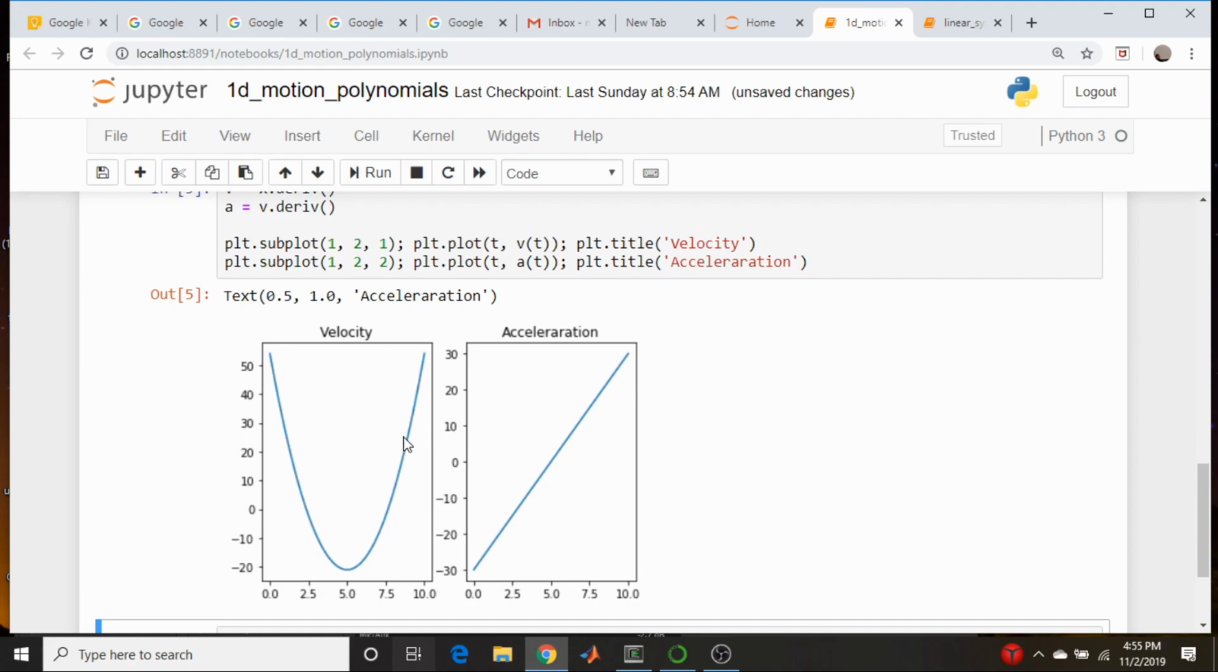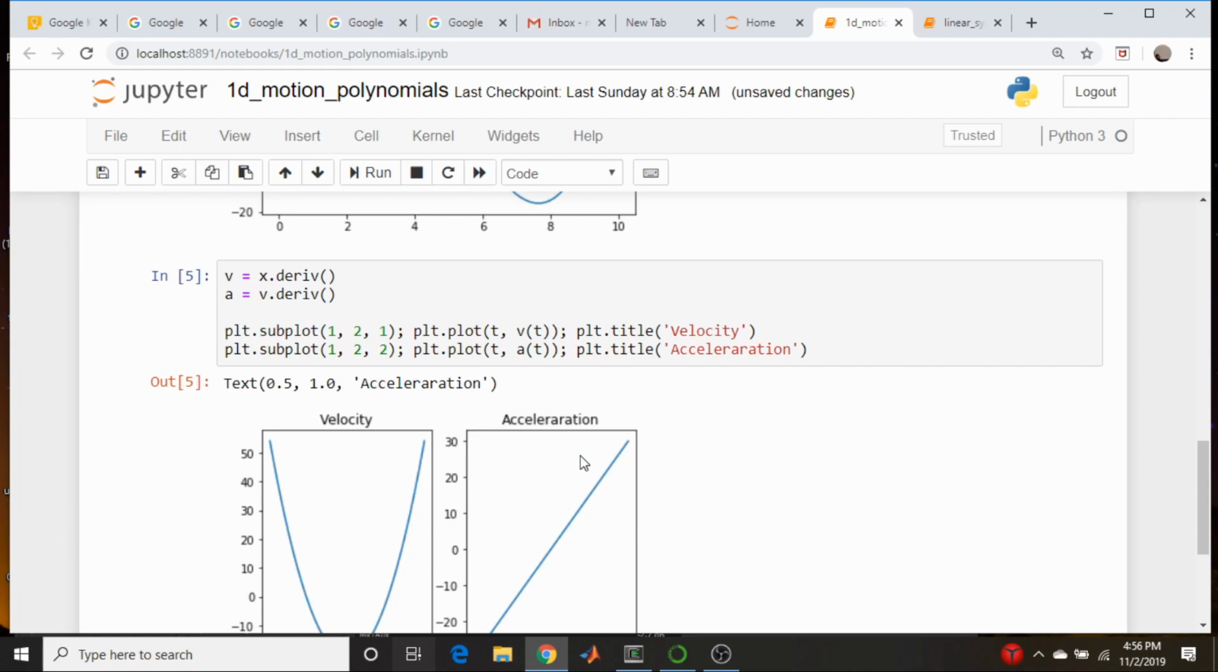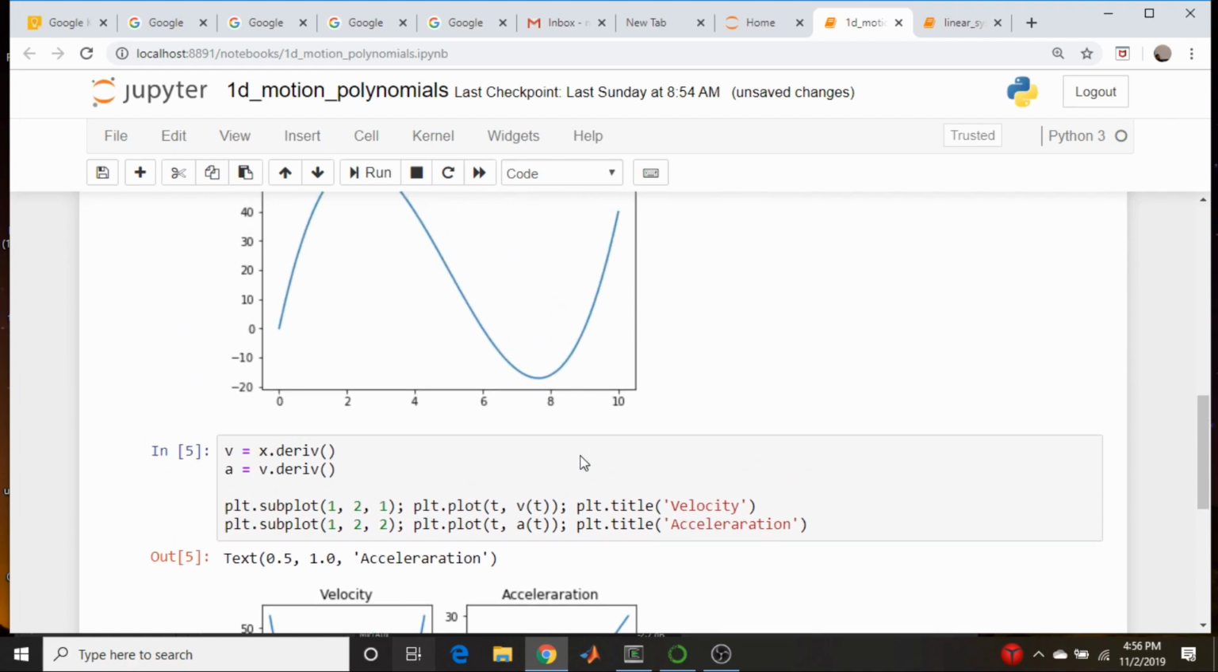Not surprisingly, the velocity, since the position is a cubic as a function of time, its derivative is a parabola. It's a second-order polynomial, and the acceleration is linear. Right? Two derivatives of a cubic is a linear. So there we go with those things. Now let's go on to the next one.